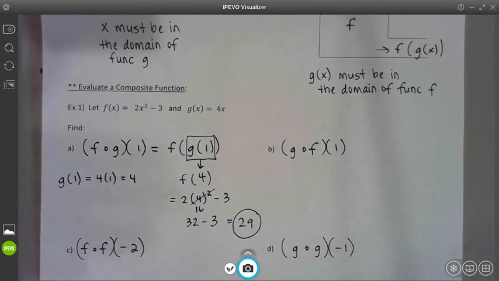When they want you to work in terms of x, then you're strictly, literally taking an entire function and plugging it into another function.